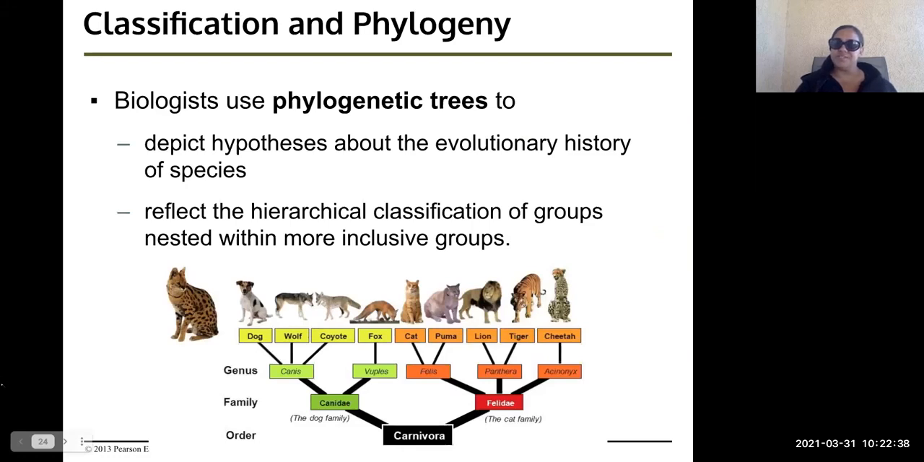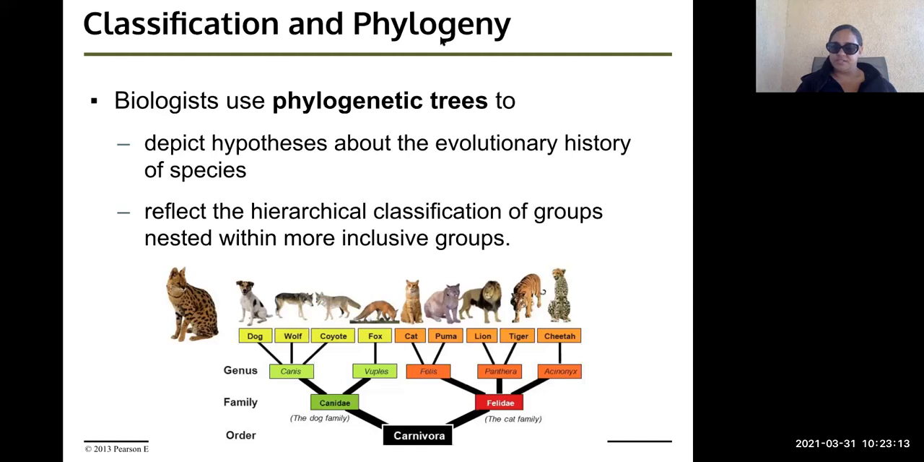Biologists use phylogenetic trees to depict hypotheses about the evolutionary history of species and reflect the hierarchical classification of groups nested within more inclusive groups. So this is just one very small branch of the tree of life. You can see on the bottom the order Carnivora. You can think of a lot of carnivores. And there's a bunch of examples of carnivores.